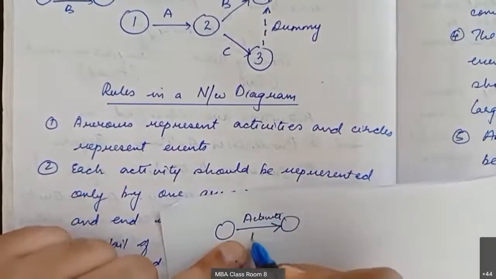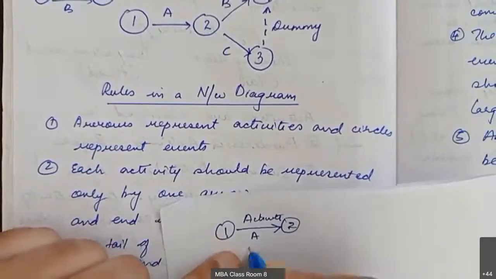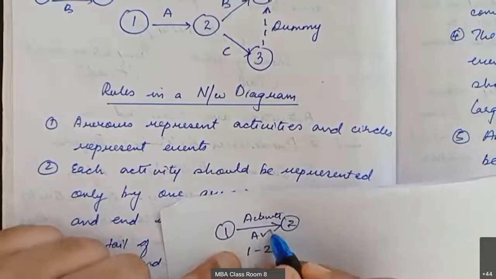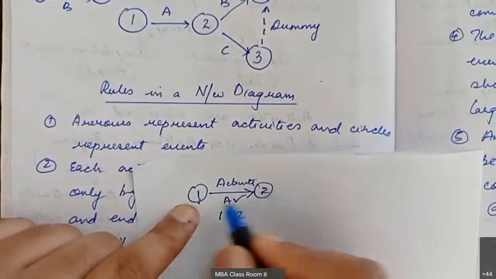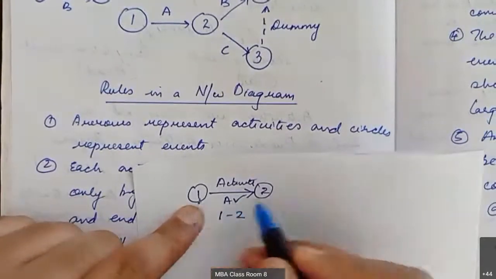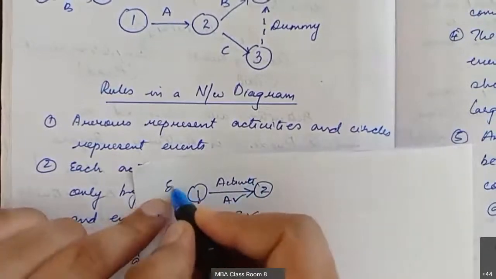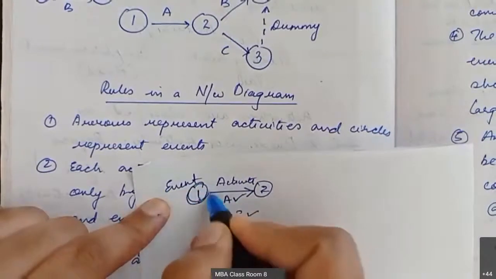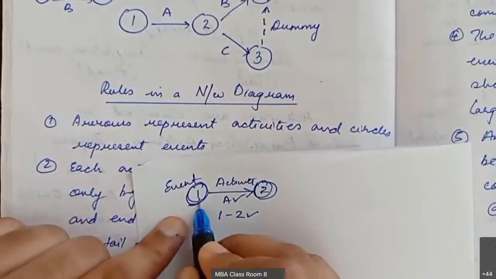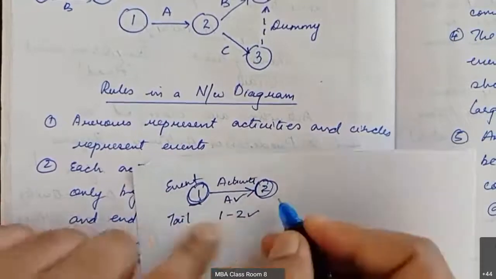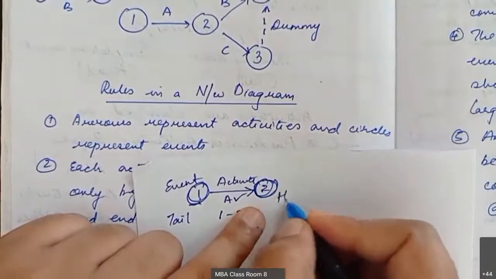It is represented as A, or it can also be represented as 1, 2. So an activity can either be represented by alphabets or by the numbers that come in between, that is 1 and 2. So this activity can be represented like this. 1 actually shows the event. Events are represented by circles. Every activity should have a starting event that is called the tail, and every activity should have an ending event, a completion event, that is called the head.